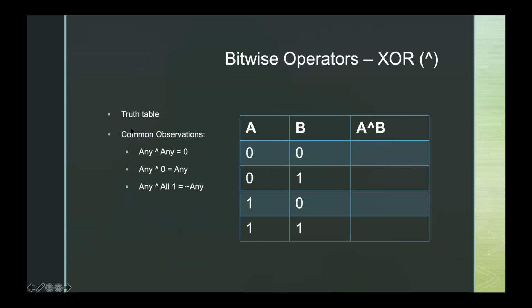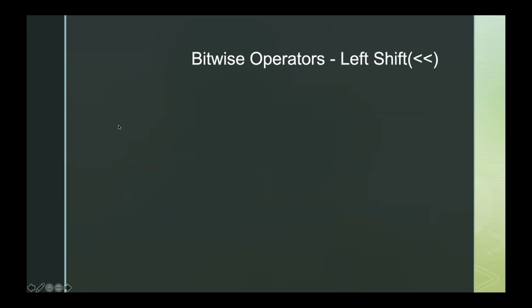Any doubts so far? Moving on, we have two more operators. The first one is the left shift operator. Whenever we perform an operation like n left shift m, it shifts the number n by m positions towards the left, because it's the left shift operator.